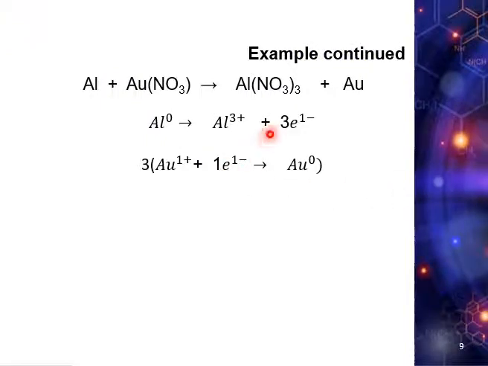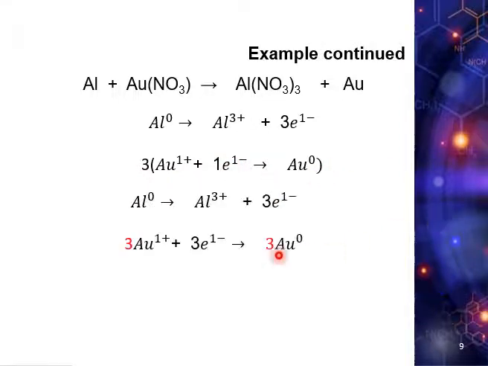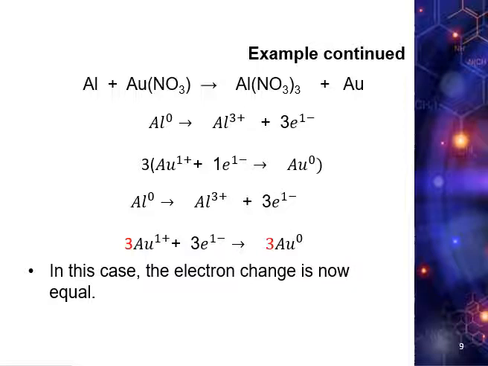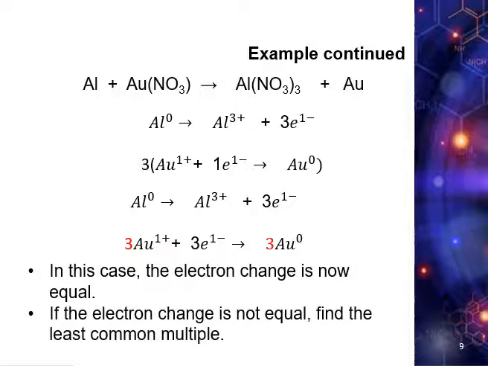To get this electron change the same, if we multiply this half reaction by 3, that means that we will have 3 electrons on both half reactions. That's what we're looking for. And you notice to do that, we had to have 3 golds on either side. In this case, the electron change is now equal. Sometimes it won't be. In that case, you would do the least common multiple.